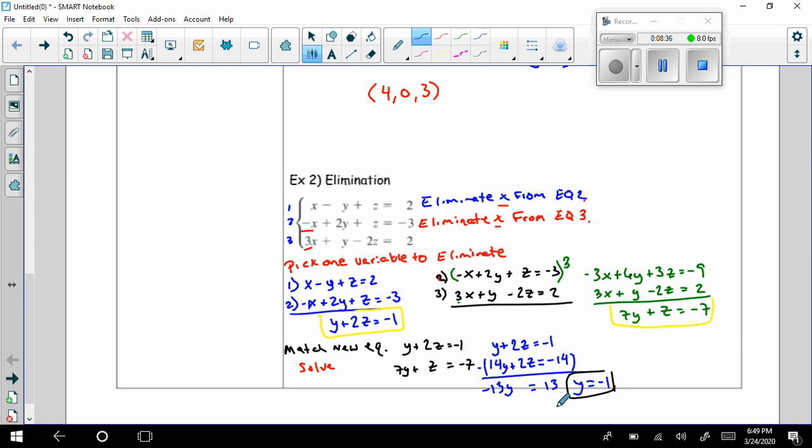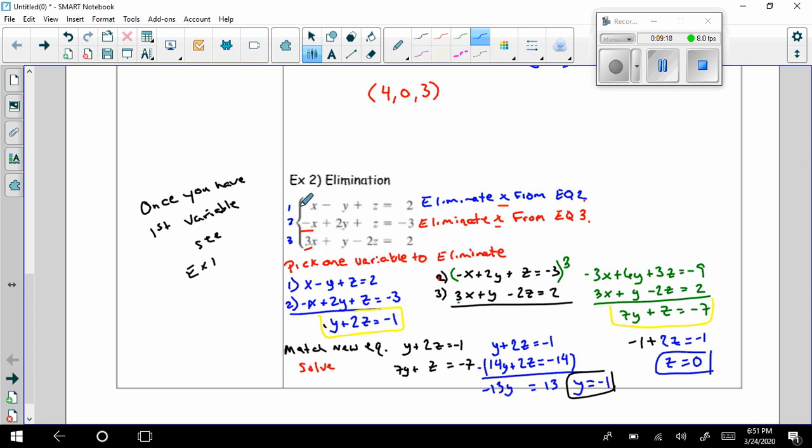All right, now it's really just a matter of, once you have your first variable, you're going to pretty much follow the trend of example 1. So we need to go to one of our new equations here and plug that in. I'm going to use this first one because y is by itself. So -1 plus 2z equals -1. So z equals 0. So there's our second variable.